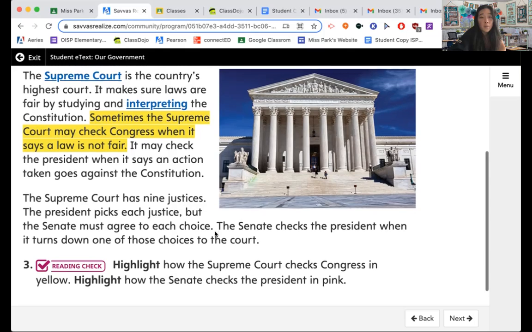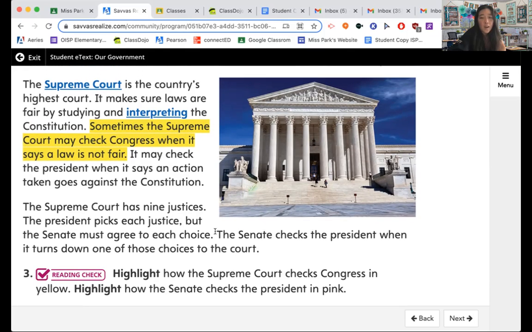It checks Congress by saying, okay, well, if that law is not fair, then no, that can't be a law. The Supreme Court can basically say, no, that cannot be a law because it is not fair. And then they can veto that law.